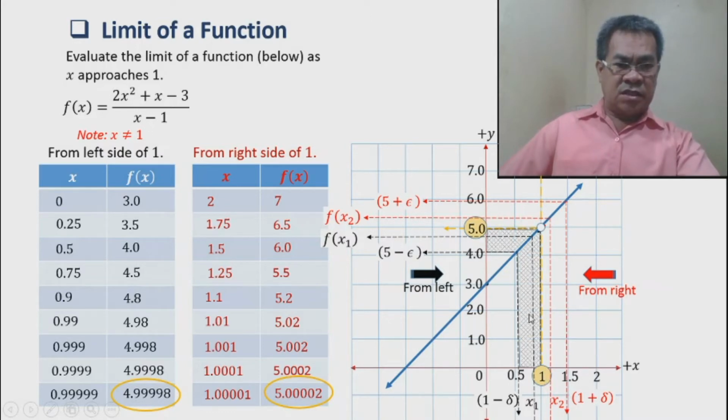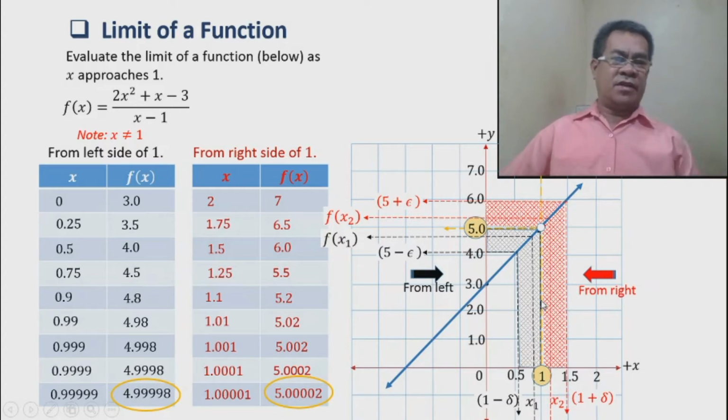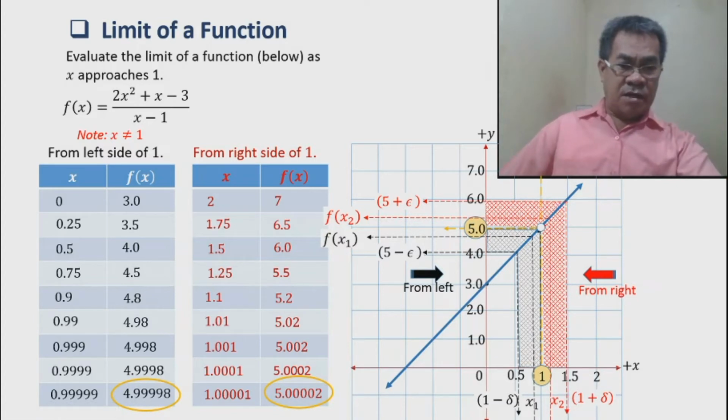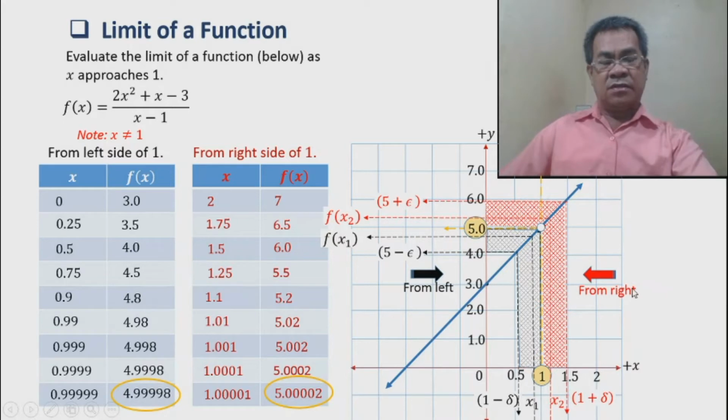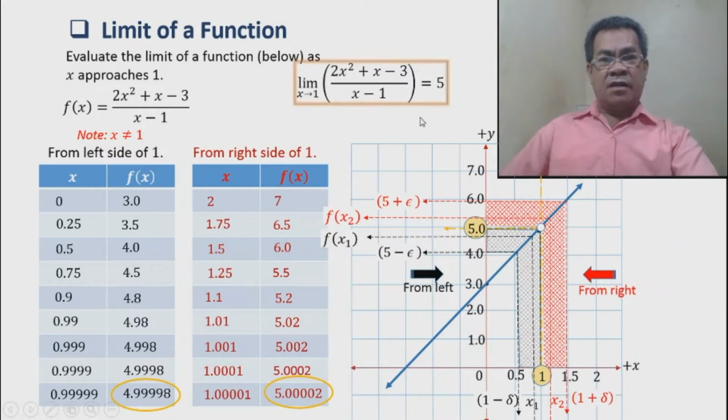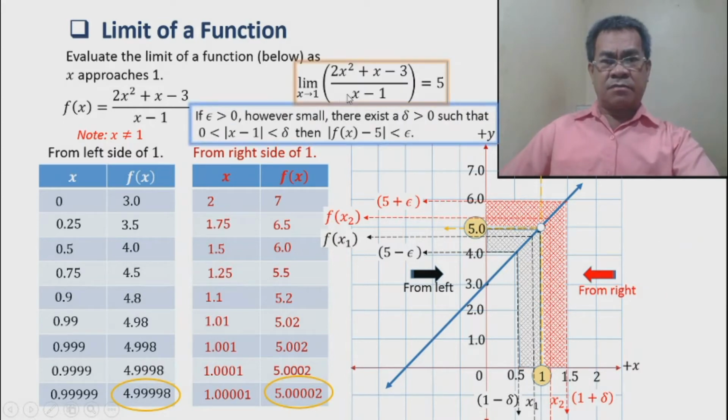So this shaded part is the left hand limit, and we have this as the right hand limit of the function. All of them approach 0. So again, we can say that the limit of the function 2x squared plus x minus 3 all over x minus 1, as x approaches 1, is 5.